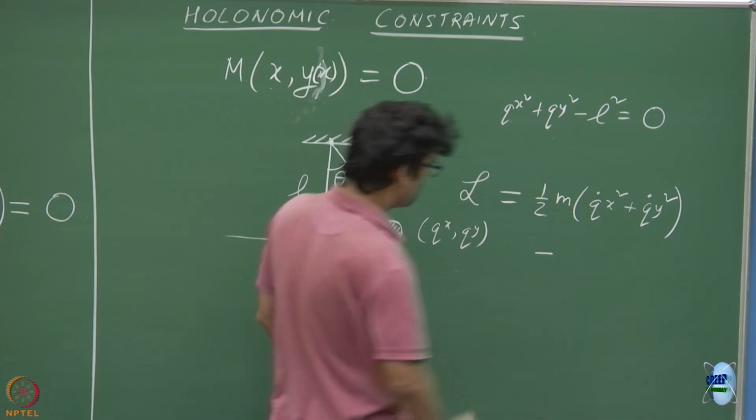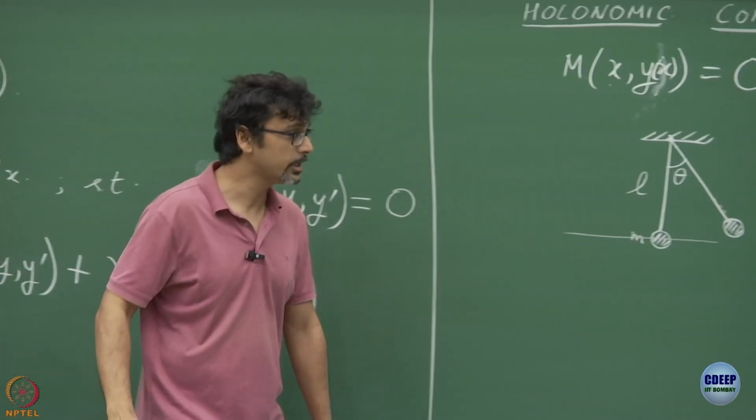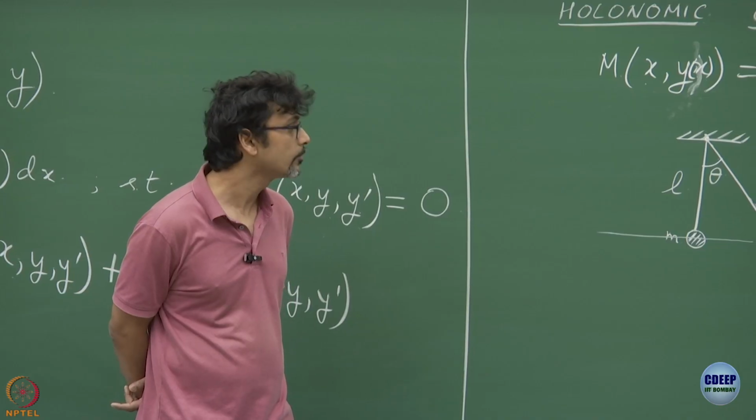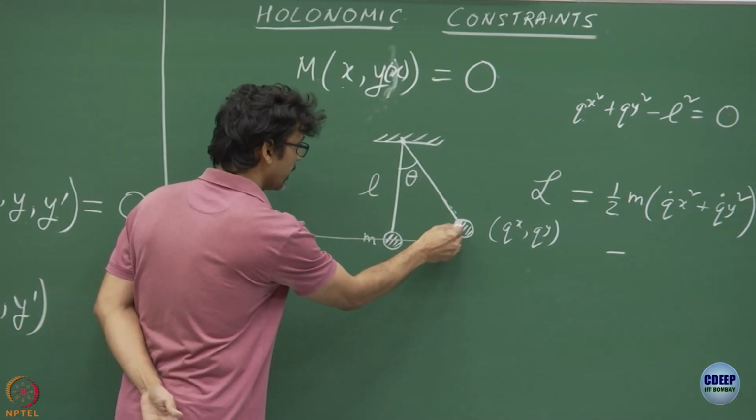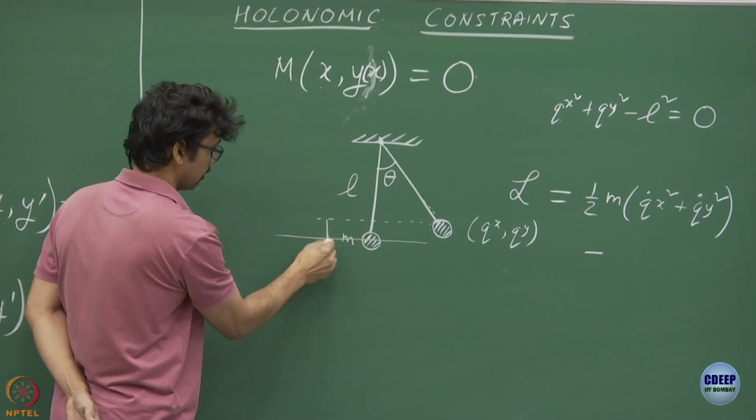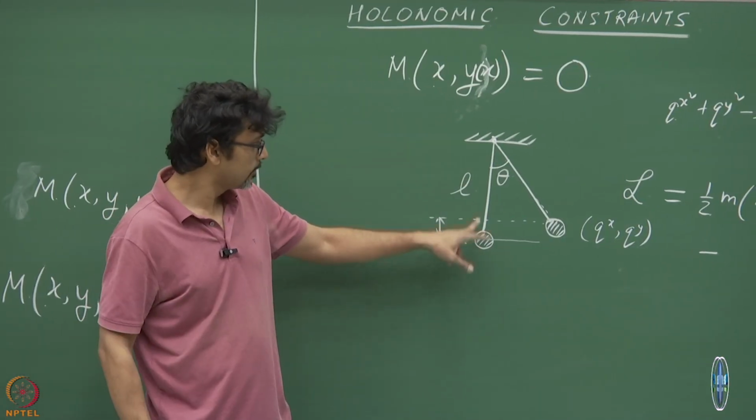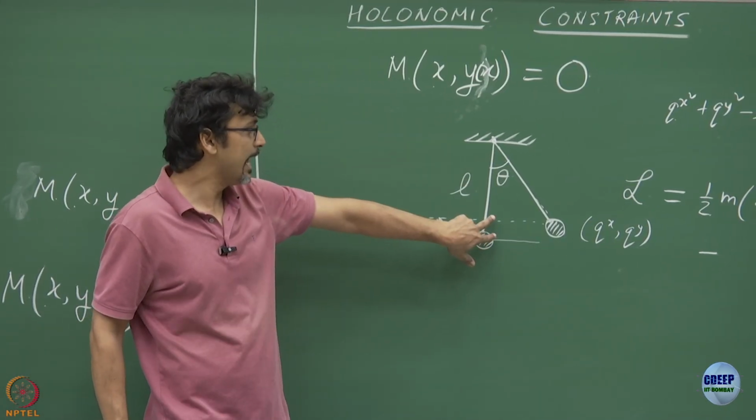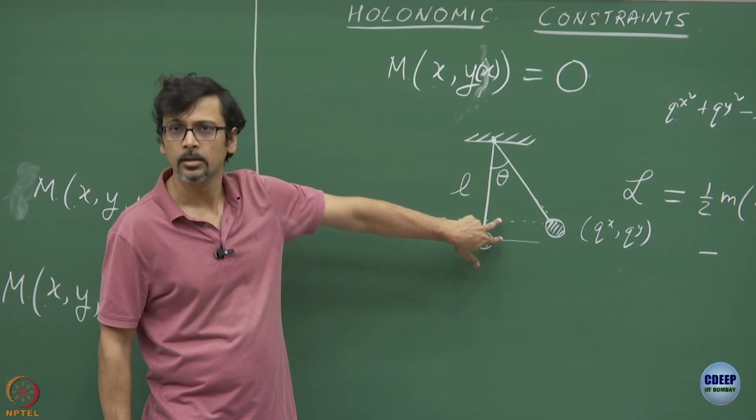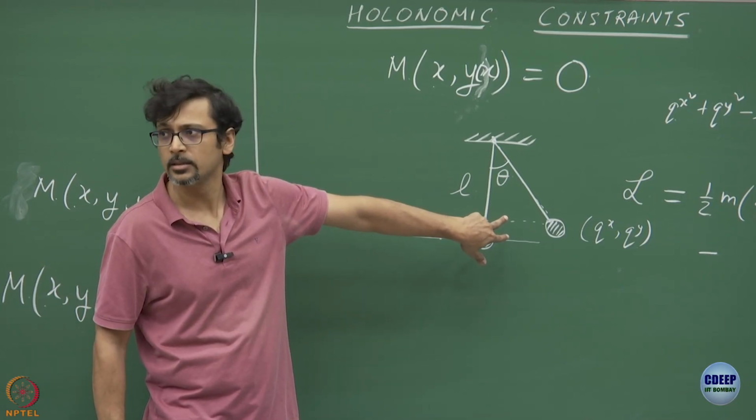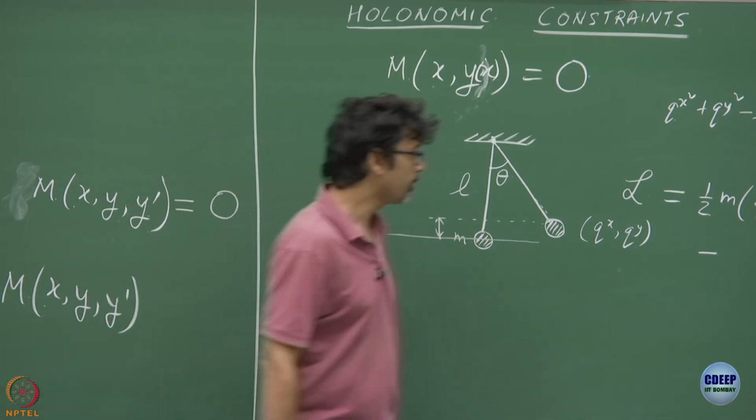And minus the potential energy. What's the potential energy at this point? Well, if it's 0 over here, this is the height, isn't it? So it's L minus qy, isn't it? Yeah, so L minus qy.